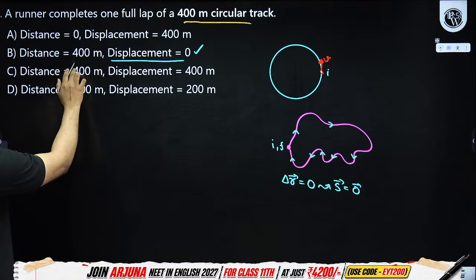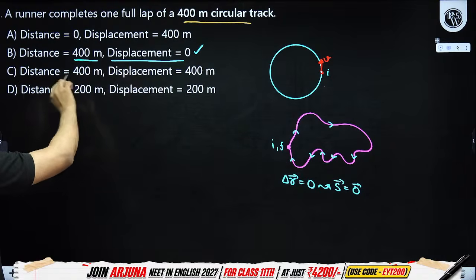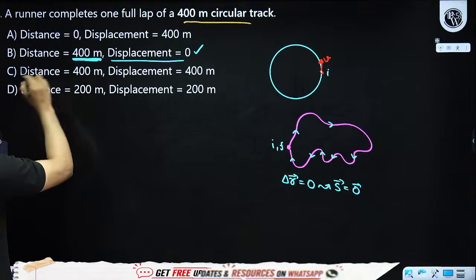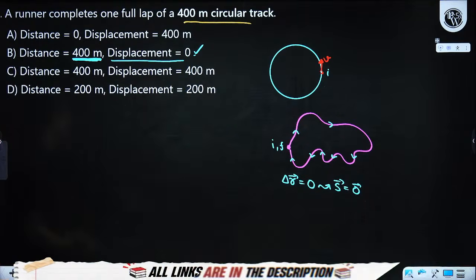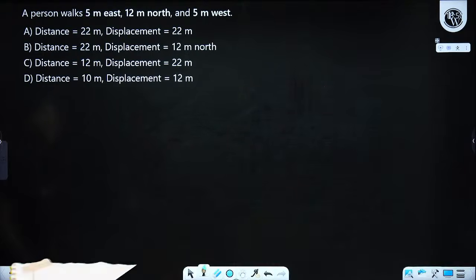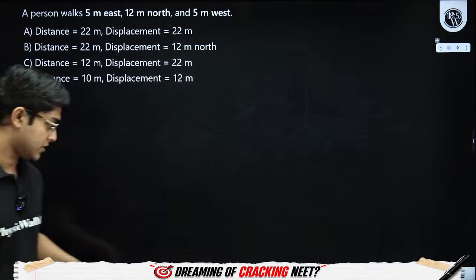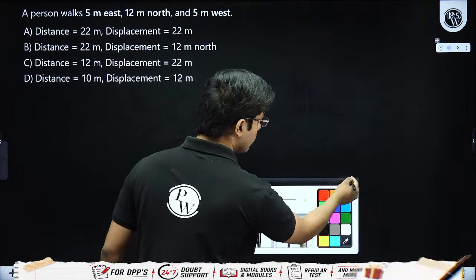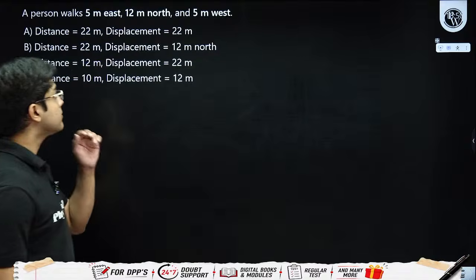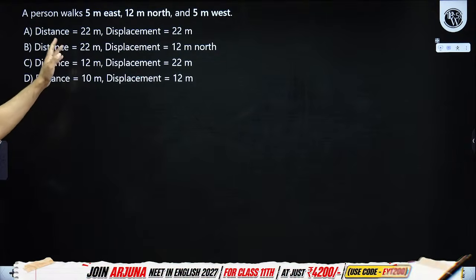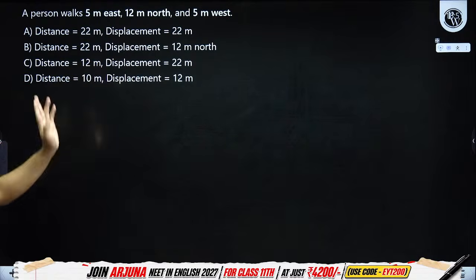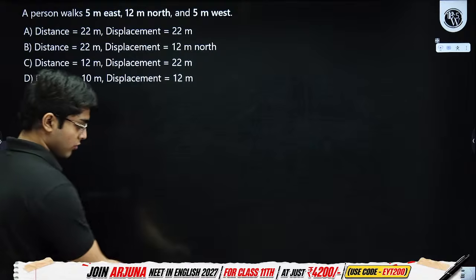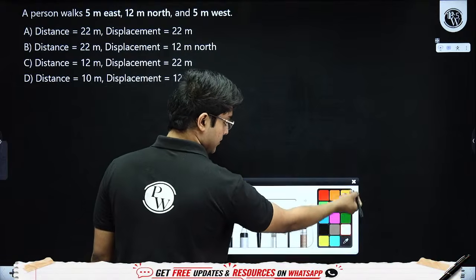So distance will be the length of the track because he runs a 400 meter track. The distance will be 400 meters. Displacement would be 0 in this case. Okay. So B option, yes, that is the answer. Now try this one. Okay, in this question you have to draw the diagram properly. So someone walks 5 meter east, 12 meter north and 5 meter west. Then what is the distance and displacement?